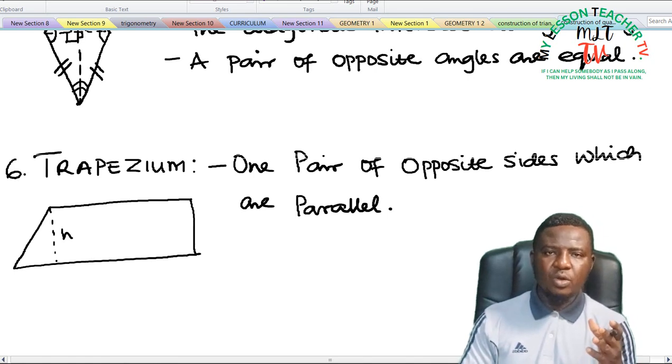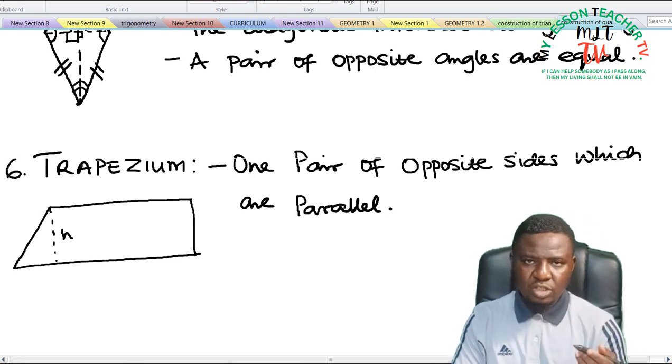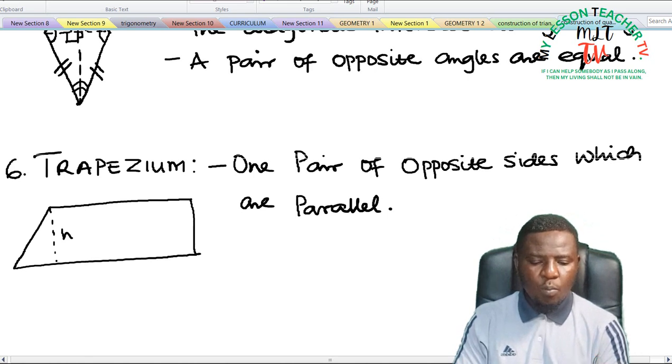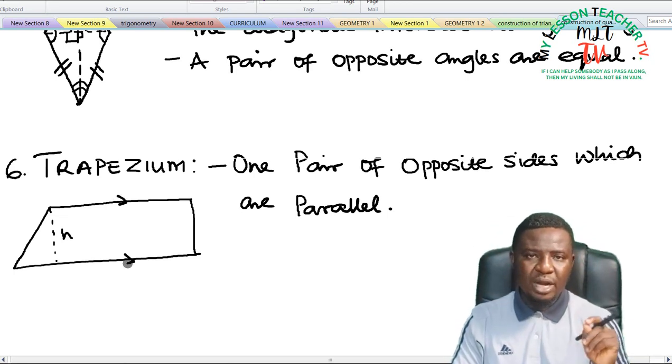The sixth quadrilateral we shall be looking at today is said to be the trapezium. And the trapezium is a quadrilateral of four sides. I will say it has a pair of opposite sides which are parallel. So this is said to be parallel to this. So it only has a pair of parallel sides.